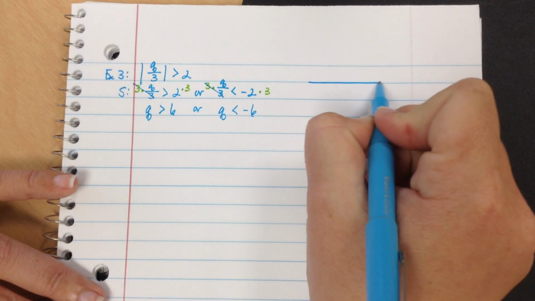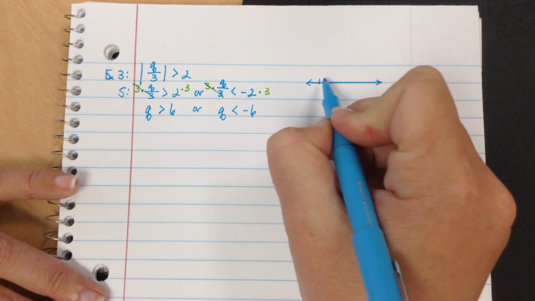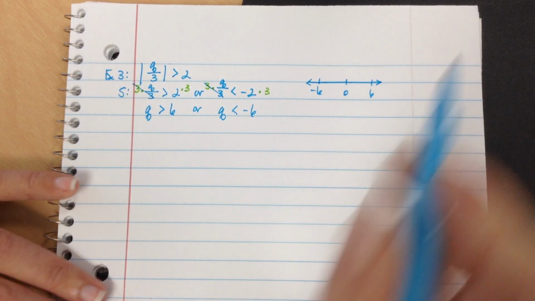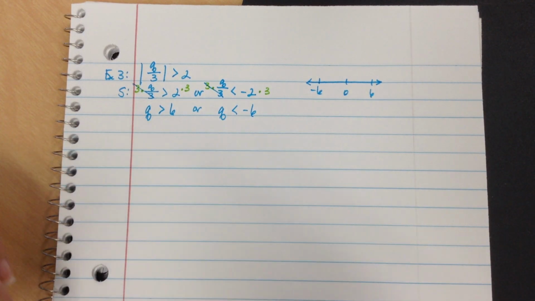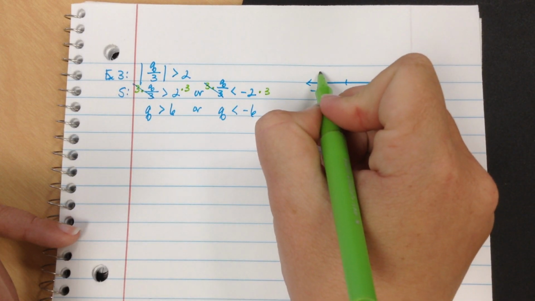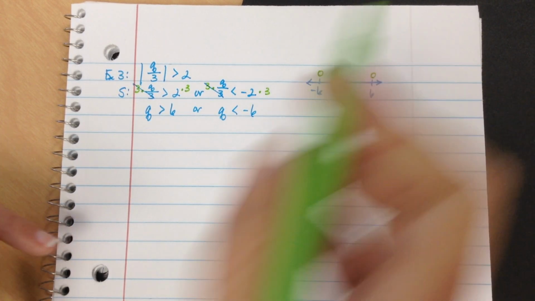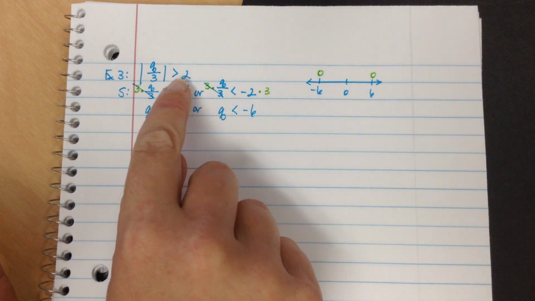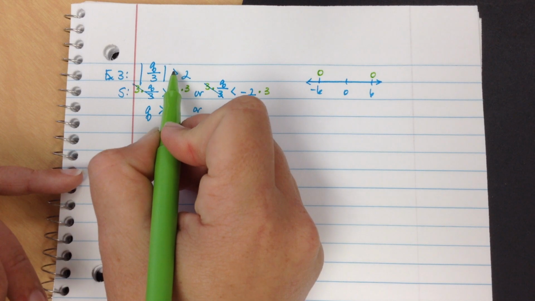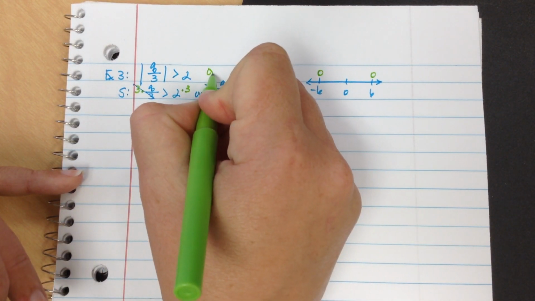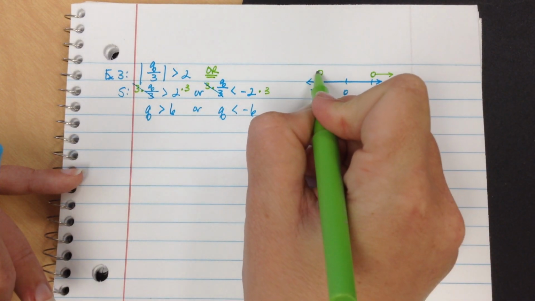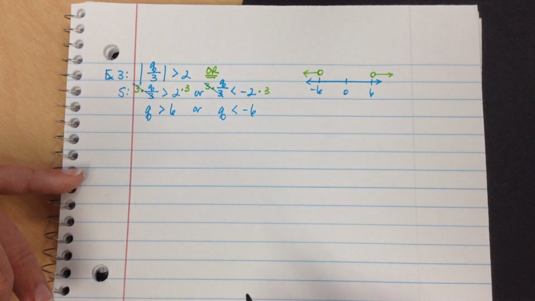Graphing this. Smallest number, -6, then 0, then +6. I have just regular signs without bars underneath. That means I will need open dots. Going back to my original inequality to figure out if I have less than or greater. This is a greater sign. This tells me or. Or means opposite. My arrows should be going in opposite directions.